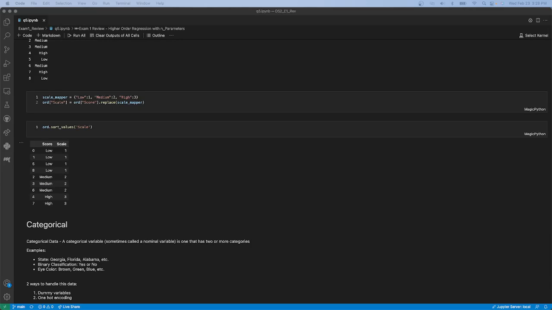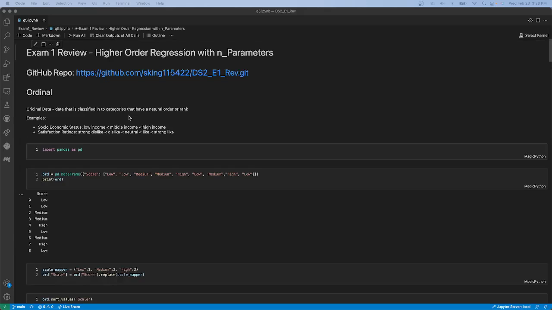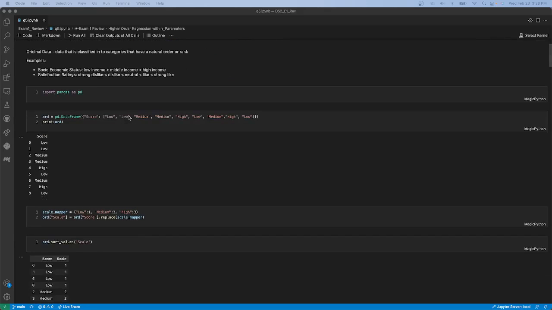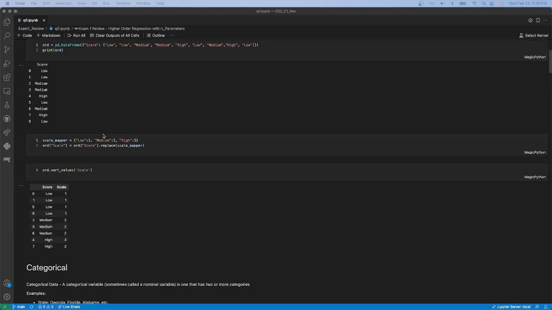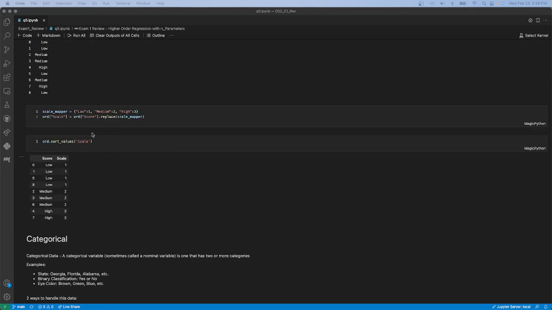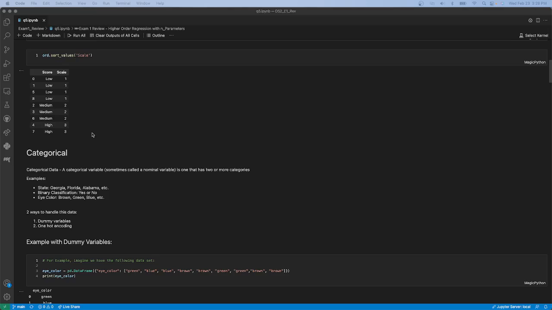Okay. So now we've touched on what it means to be ordinal and how that works, and some code that could help us encode that in practice. That's just a scalar mapper function. I just wanted to make sure that there wasn't a special library I had to include or anything. So that's ordinal. Let's get into categorical.